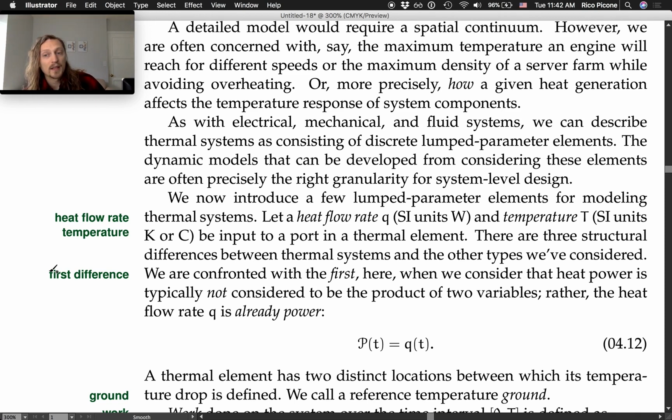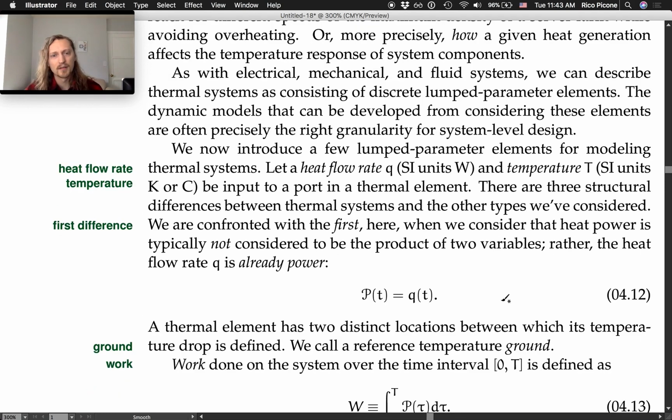Heat power is typically not considered to be the product of 2 variables. Rather, the heat flow rate Q is already power. Q is in watts, so it's already power. There are variables that are the product of which are in heat, but we don't often deal with those quantities in the sort of measurement and intuitive world. So we'll just stick with the quantities that we understand pretty well: heat and temperature instead.